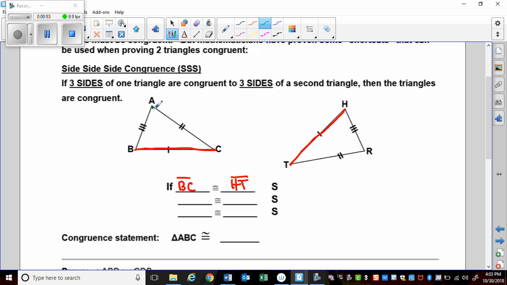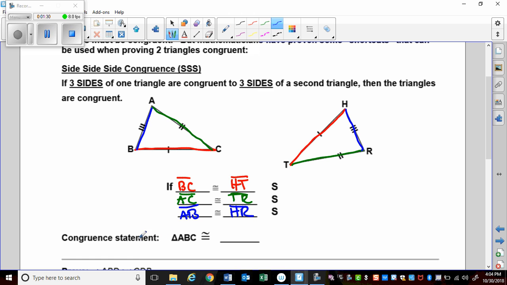And then two dashes is AC and TR. So AC is congruent to the one with two dashes, TR. They both have two dashes. That's a side. And AB is congruent to HR. That is my third side. If these three sides are congruent, then my triangles, that means all the corresponding angles, are going to be congruent by side, side, side.